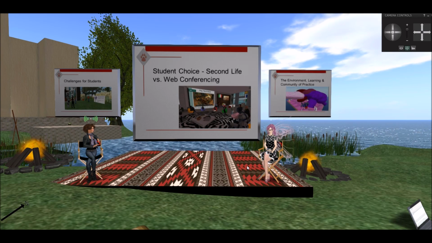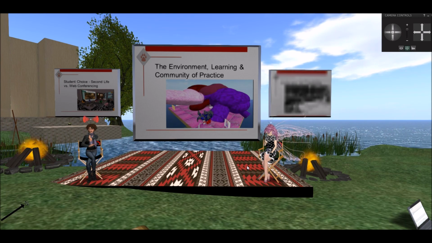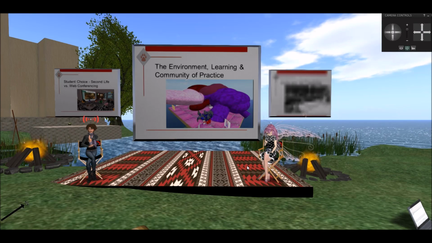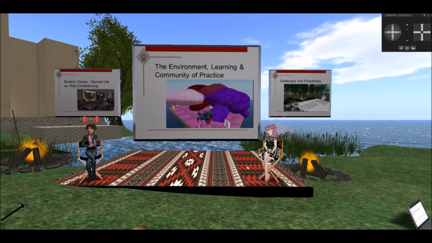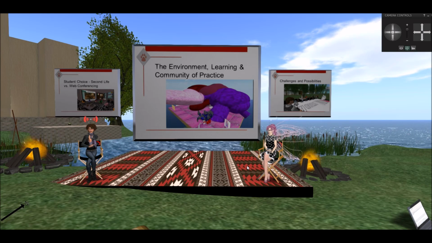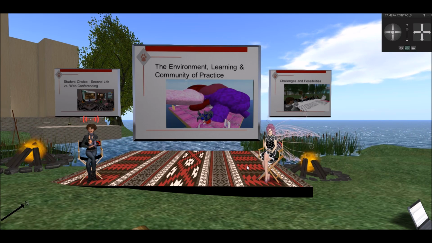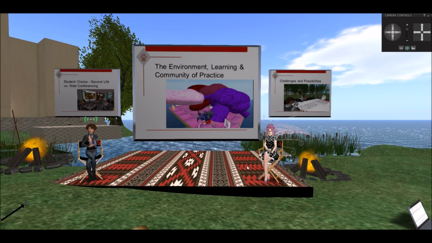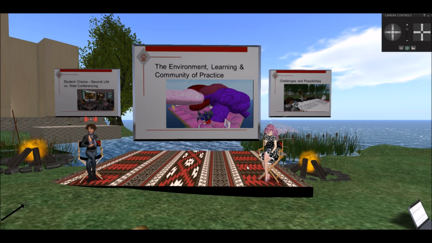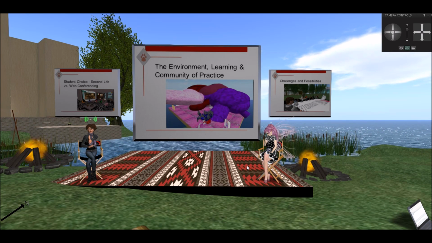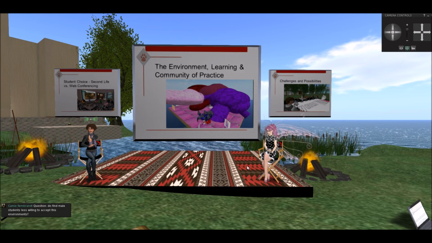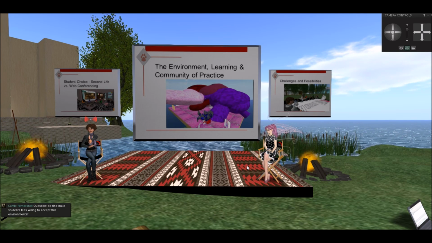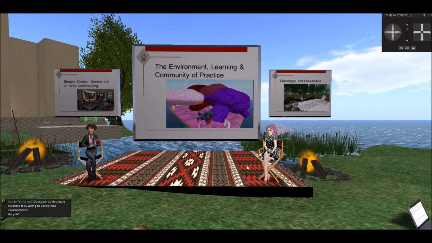So we'd like to move to, so we've talked about student choice and why all of them, and I mean it sincerely, even with all our skeptics, all of them were landing here. All of them wanted to be here instead of web conferencing. So what is it about the environment, the learning, and the community of practice? How is this all coming together? But we have a question first.